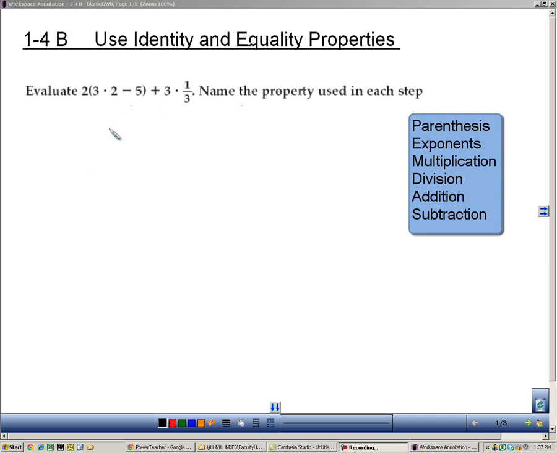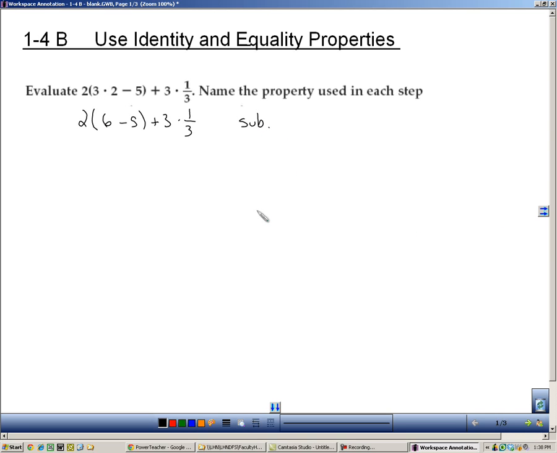So as we look here, PEMDAS tells us to go inside the parentheses and then do what's in there with multiplication from left to right first. So 2 times 3 is 6. Now we have to ask ourselves, what property gives me permission to replace a 3 times 2 with a 6? And the answer is the substitution property says I can do that.